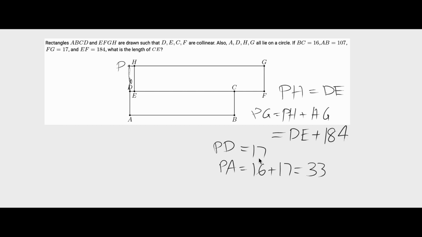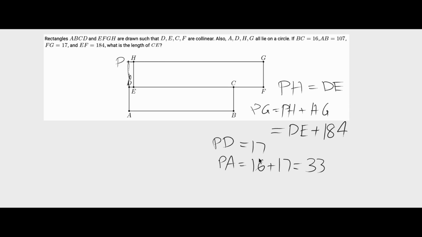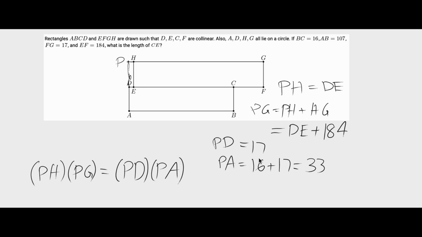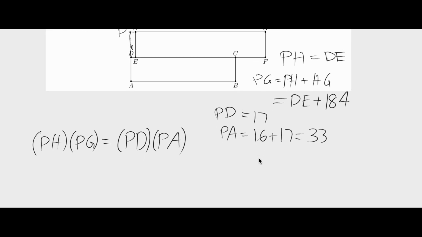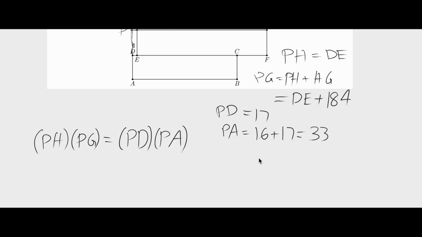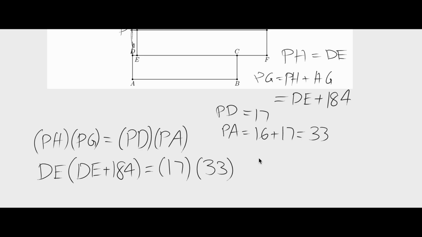Now let's say we take the power of point P with respect to our given circle. So as we saw before, we need P to be in all four segments that we use. So let's write PH times PG is equal to PD times PA. Now if we substitute in our values that we just went over, we get that PH, which is DE, times PG, which we know is DE plus 184, is equal to PD, which is 17, and PA, which is 33. Now if we were to evaluate 17 times 33, it's 561.